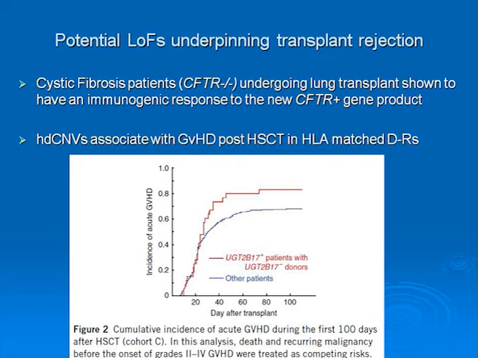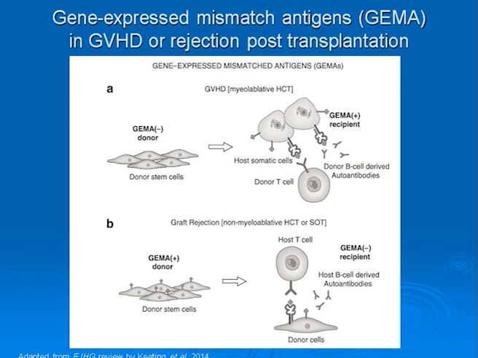So this basically shows you that in graft versus host disease, where the donor is missing a gene, you can elicit an immune response where the recipient has one copy of that gene. And then in rejection, you would imagine that a donor has either one or two copies and the recipient has zero copies, and that this would elicit an immune response as well.